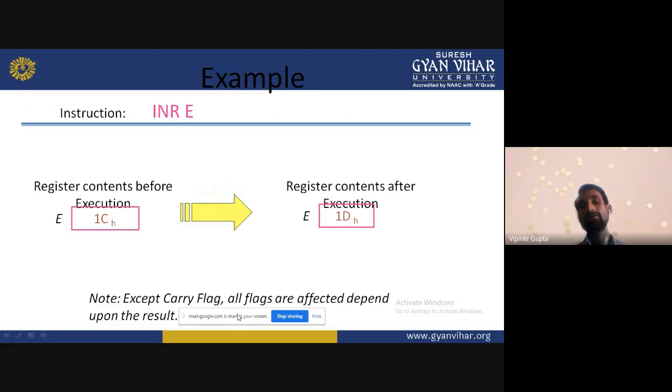So what is the flag status? Except the carry flag, all flags are affected depending upon the result. It may be 0. Suppose I am writing 1, then all flags are affected: the zero flag, the parity flag, the sign flag also. So all flag values will be affected.